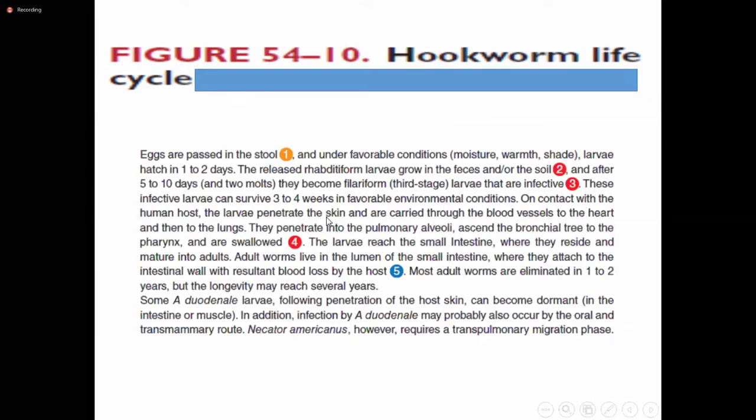Contact with the host: larvae penetrate the skin, are carried through the blood vessels to the heart and then to the lung, penetrate pulmonary alveoli, ascend the bronchial tree to the pharynx, and are swallowed. The larvae reach the small intestine and then reside there. Adult worms live in the lumen of the small intestine, and they form eggs which are going to be discharged.